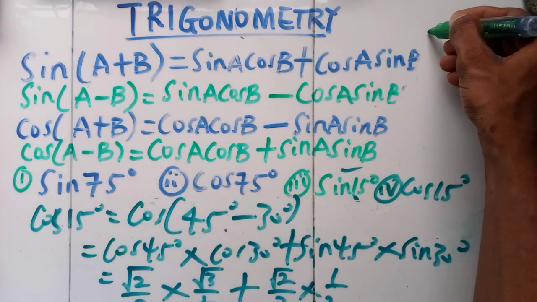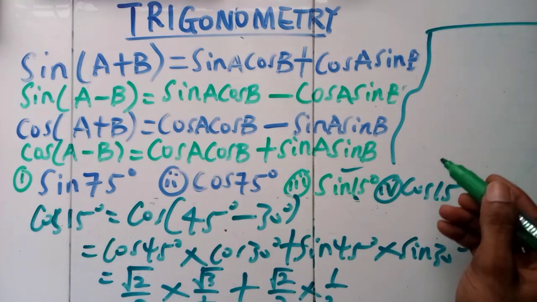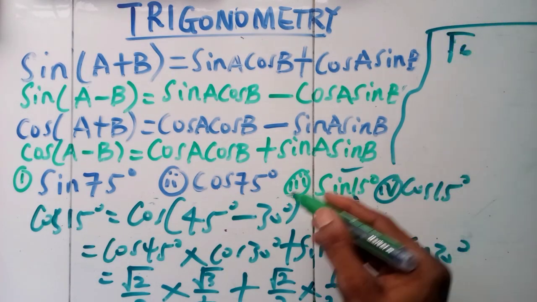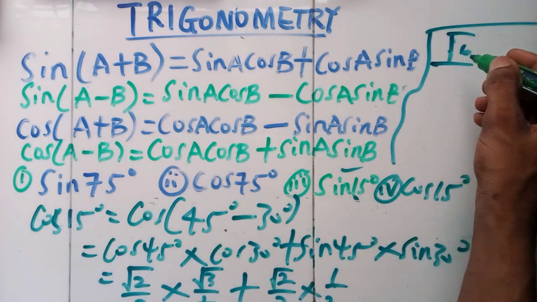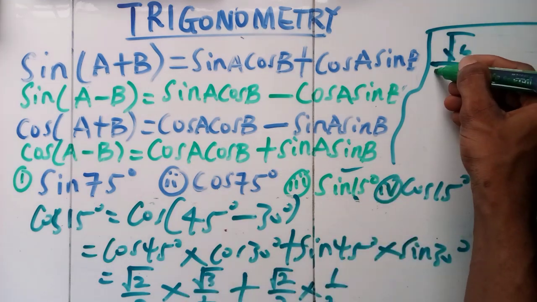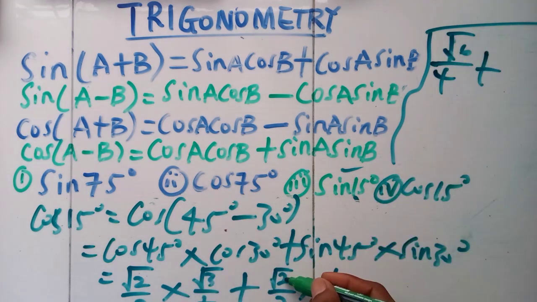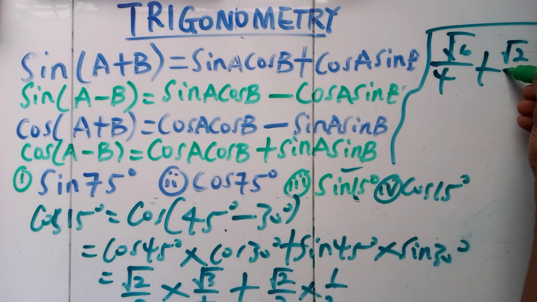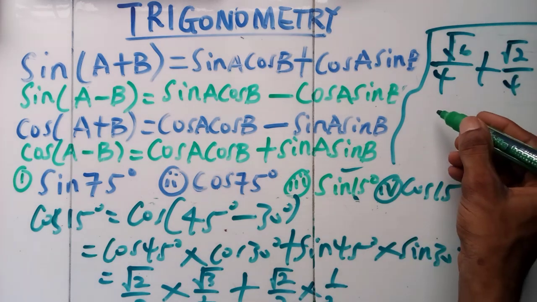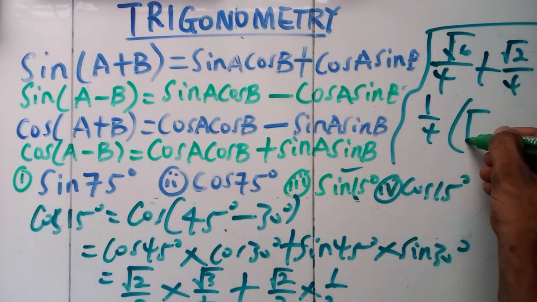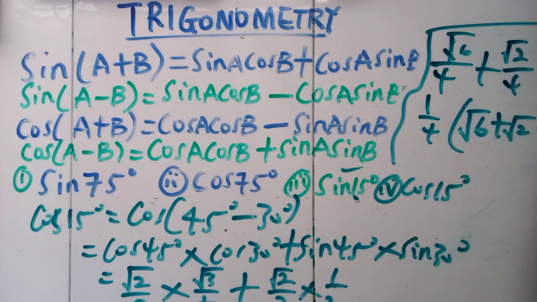So when I move this further, that will simply give me root 6, that is root 2 times root 3, root 6 divided by 2 times 2, which is 4, plus root 2 times 1, that is root 2, divided by 2 times 2, and that is 4. The LCM will give me 1 over 4 times root 6 plus root 2 as the final answer.